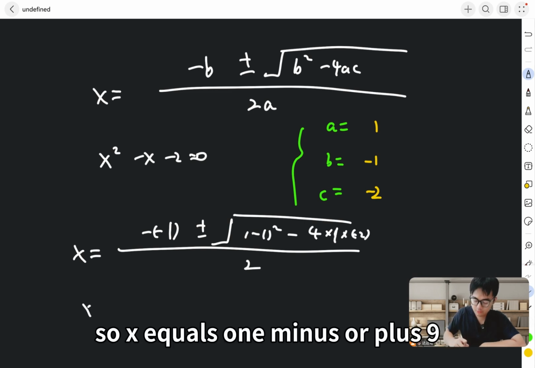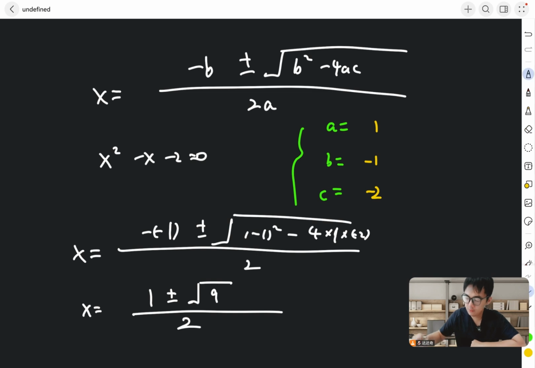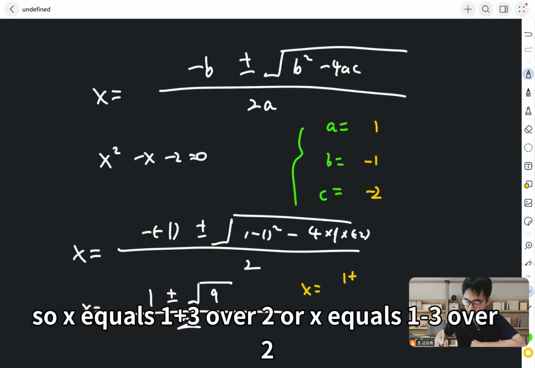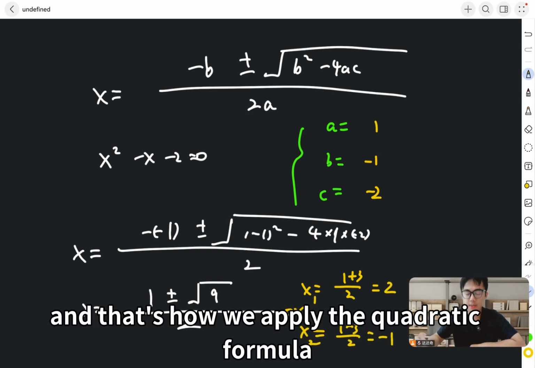So x equals 1 plus or minus the square root of 9, over 2. So x equals 1 plus 3 over 2, or x equals 1 minus 3 over 2. So it will be 2 or minus 1. And that's how we apply the quadratic formula.